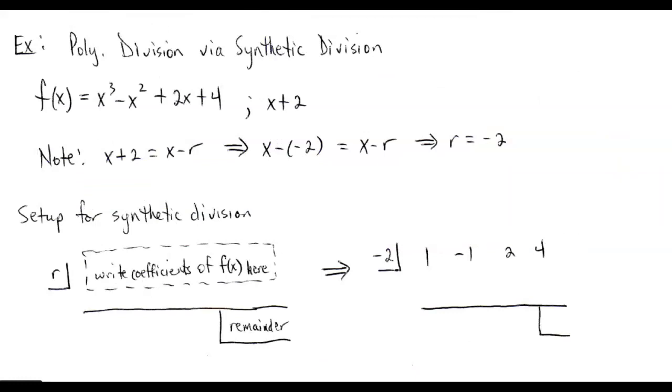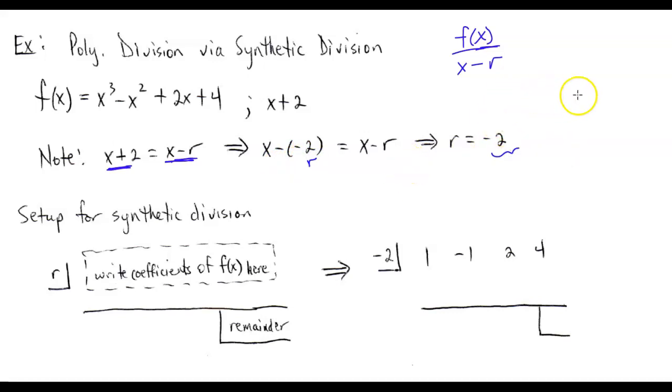So now we're going to do this polynomial division via synthetic division. And remember that whenever we do synthetic division, we can only do this abbreviated step whenever we have a polynomial being divided by a linear factor here. Okay. So the first thing that we want to notice here is that if we say that x plus 2 is equal to x minus r, then what that tells us here is that our r in this case is going to be a negative 2.